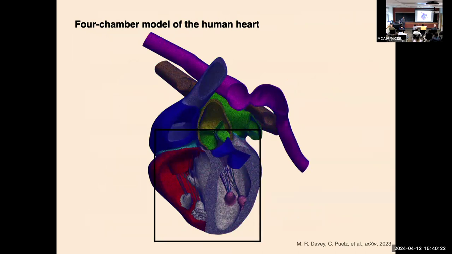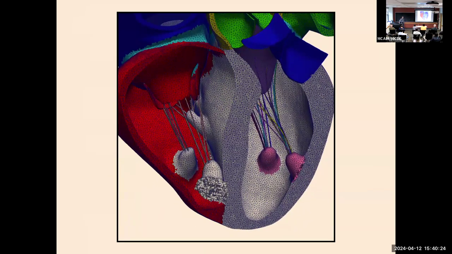We have one big tetrahedral mesh that captures all of the geometry. And so it's one monolithic mesh with all of these structures in it. This uses an open source package called Tetwild. So if you ever need to mesh something really complicated, Tetwild is worth checking out.